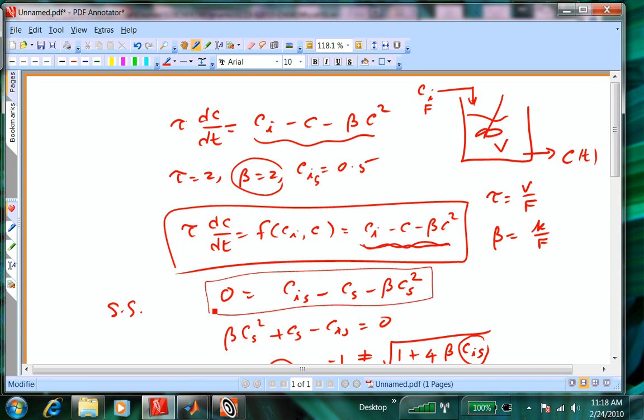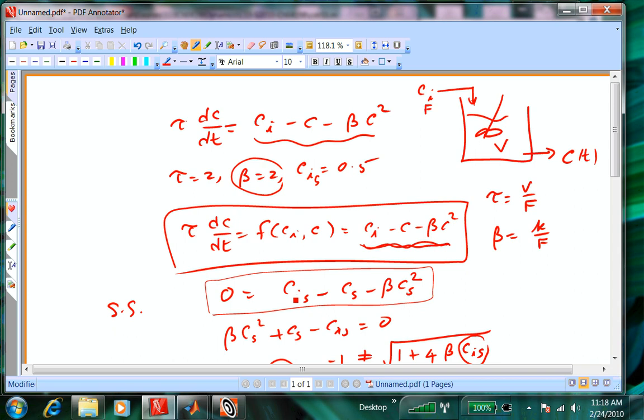Because what I want is to find that value of concentration Cs that satisfies this equation. I want to solve for the steady state solution from this equation. In this equation, I know the inlet concentration and the other constants, but I need to find what value of Cs will make this zero. Now we did that here by simply solving the quadratic equation.